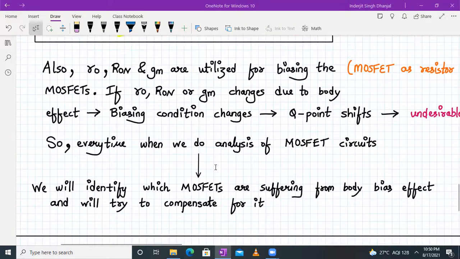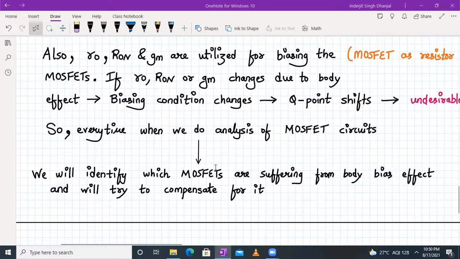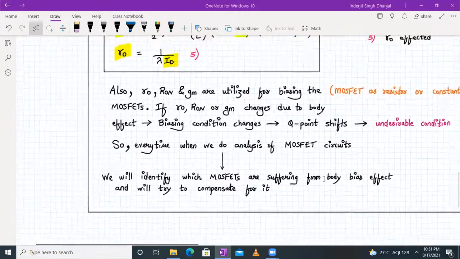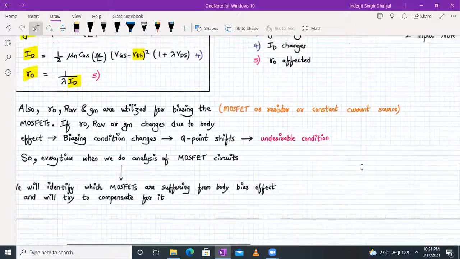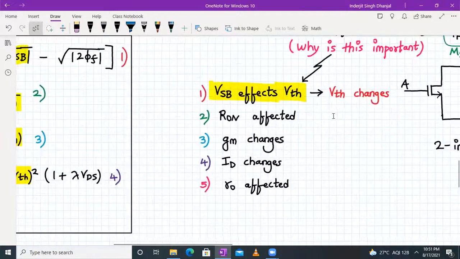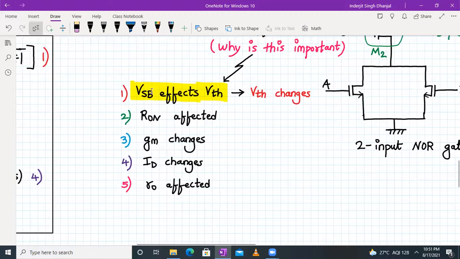So what is the learning from here? Every time when we do the analysis of MOSFET circuits, we will identify which MOSFETs are suffering from the body bias effect and will try to compensate for it. So the first thing when looking into an analog VLSI circuit is to identify which MOSFETs are suffering from the body effect. That's the learning, because body effect will have a significant effect on most of the parameters of a MOSFET, like threshold voltage, RON, GM, ID, and subsequently RO.